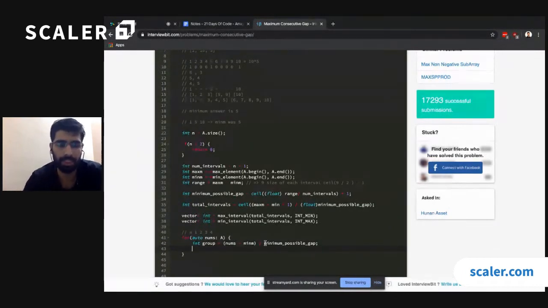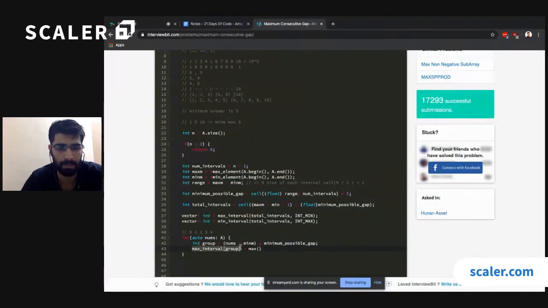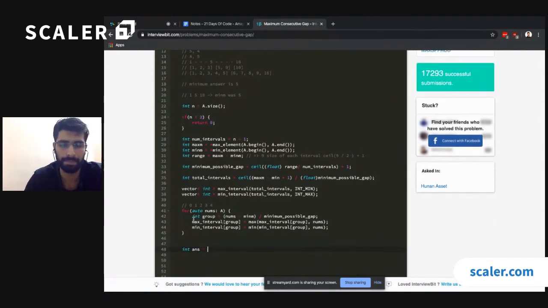Okay, so if I get that, then I have to change the max interval of group to max of this and numbers. Actually, I have to change min interval of group to min of this and numbers. Okay, and when I have that, I have to probably do this thing only, that my answer will be minimum possible gap initially. Minimum possible gap. Okay. And I know total intervals are this, so I can say for int i equals 1.